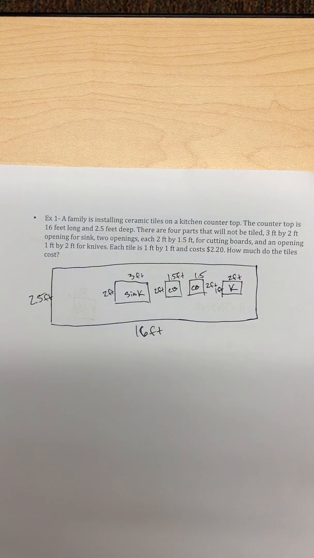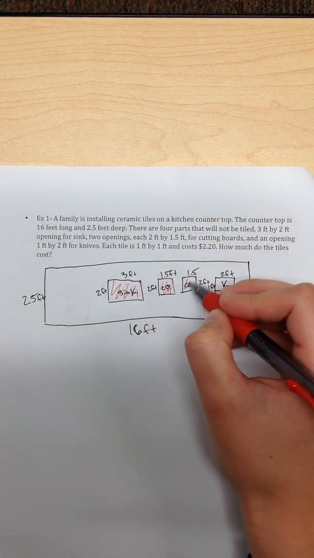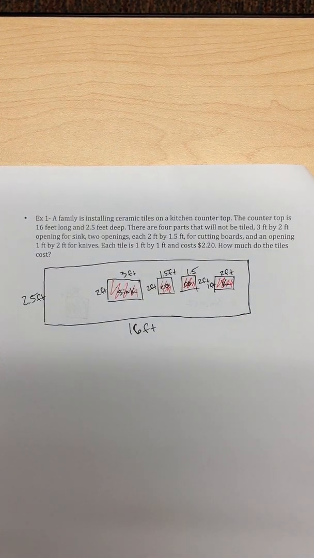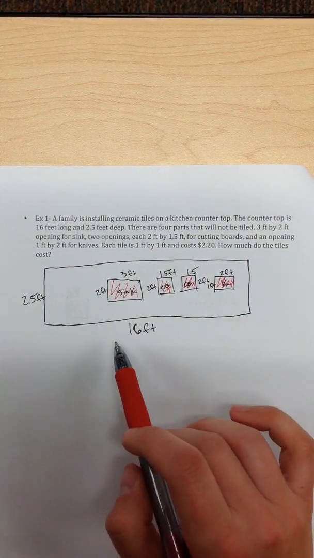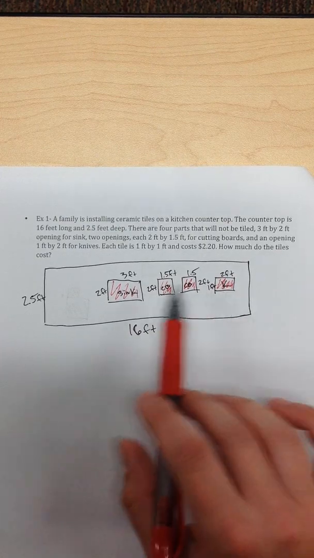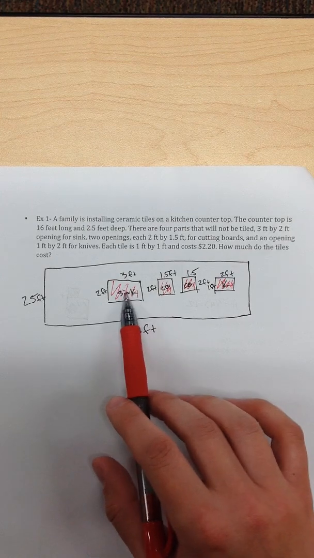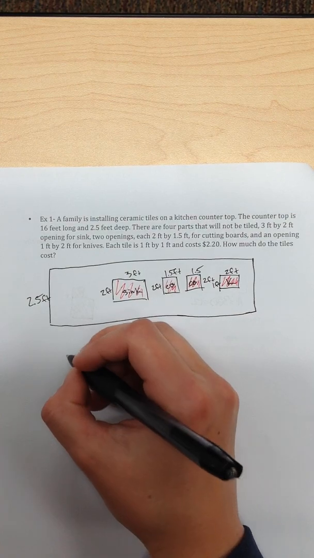Okay, so first thing we've got to figure out here is what is the area that actually has to be tiled. Well, what I would think is I'd go, okay, well, I don't have to tile where my sink's at, so I don't need that area. Also don't have to tile where those cutting boards are going to drop in, and also don't have to tile for the knives. So what I would do here is I'd go, okay, well, I need to figure out the area of the entire counter and then take away the areas of each of those separate things, because I don't have to tile there, so I don't have to buy extra tiles to fill that area because they're just going to be useless. So what I'm going to do first is I'm going to figure out the area of the counter.